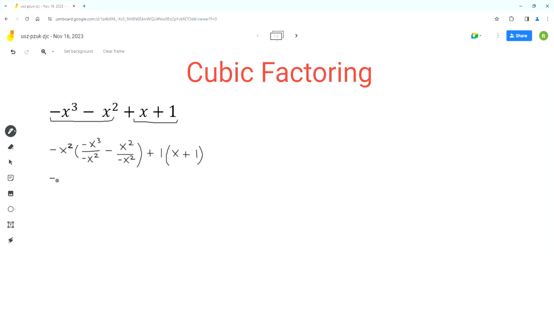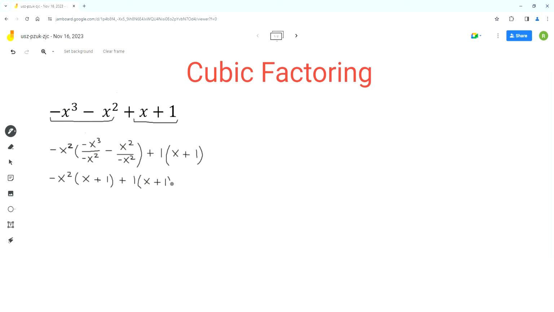Now we can simplify this expression. So we have negative x squared outside the parentheses, and now inside the parentheses, the negative x cubed over negative x squared gives us a positive x. So the negatives cancel each other out. And now here also the x squares cancel each other out and the two negatives become a positive. So we get positive 1. And there is nothing we can do in the other part of the expression, so that stays the same.